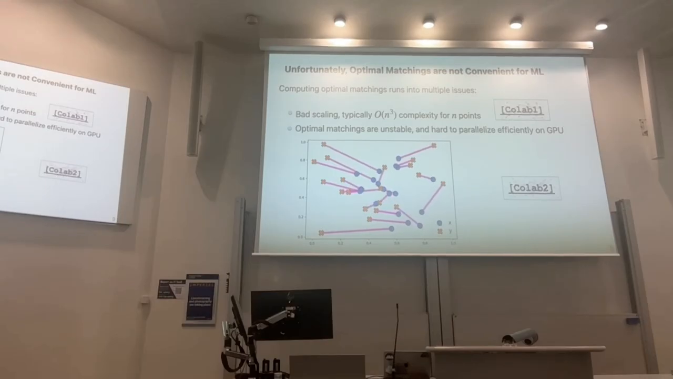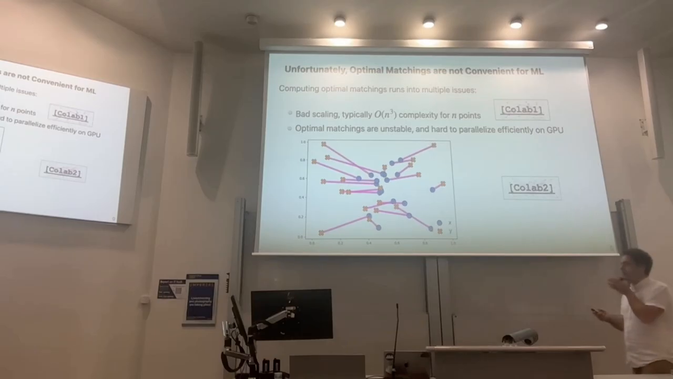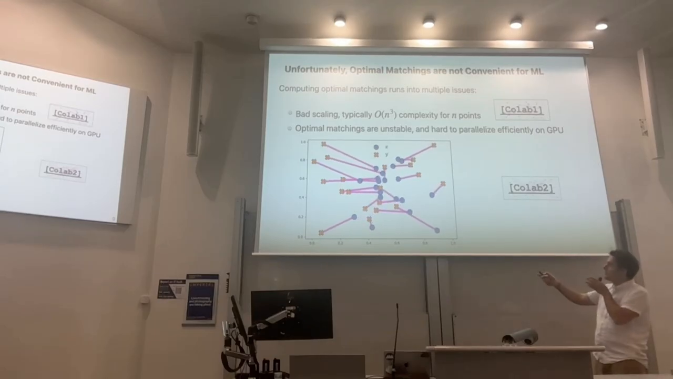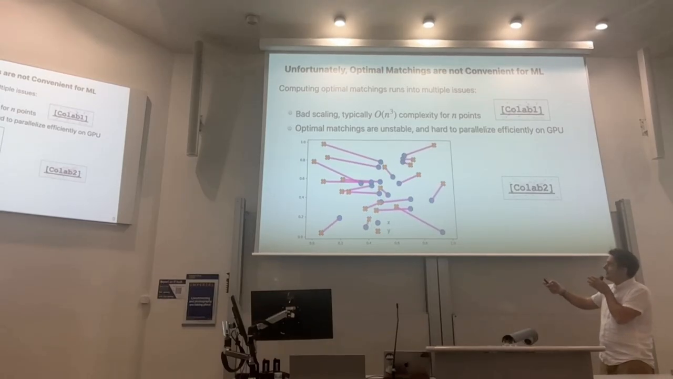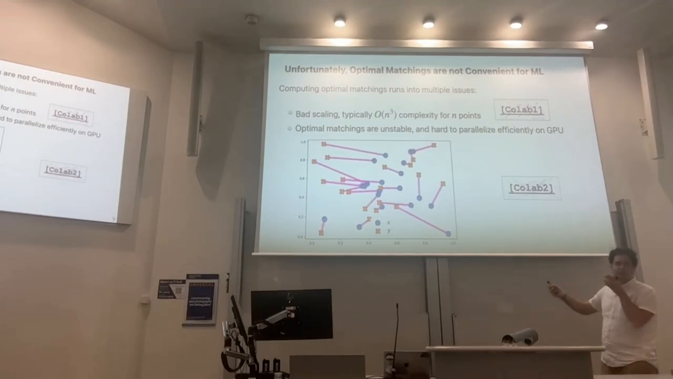Usually, in machine learning nowadays, we like everything differentiable. We like to take gradients. And in a way, if you look at this optimal matching, the way it changes is very different.